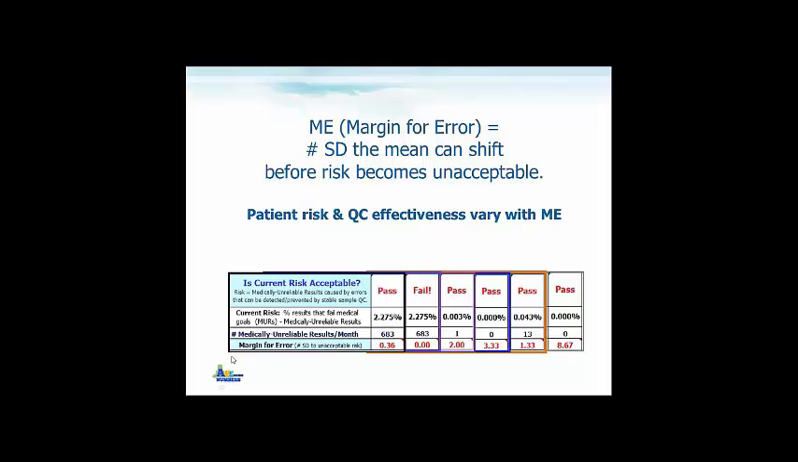So as you go along, as you change those numbers, you can see that the pass and the fail criteria will change. The current risk, the number of results that currently fail, so both the percentage and the number of medically unreliable results per month, can be calculated from those numbers, and you can see how the margin for error varies. When the margin for error varies, you're going to change your QC process.